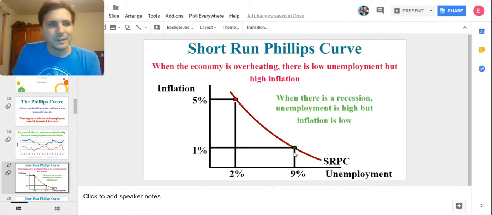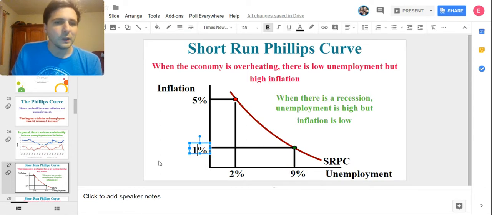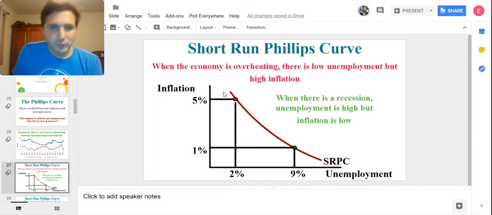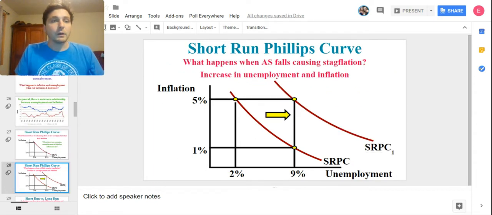And so that's demonstrated at the bottom of the curve, or along the curve to the right, for example, because that shows a high unemployment rate and a low inflation rate. Okay, so that's your short run Phillips curve. Now, the Phillips curve can actually shift.